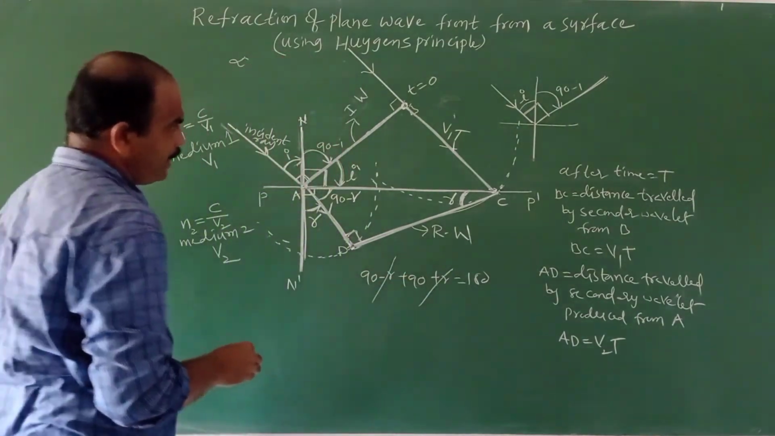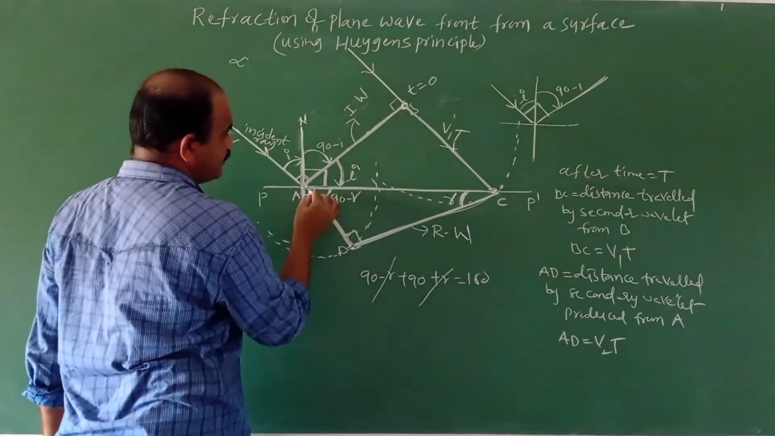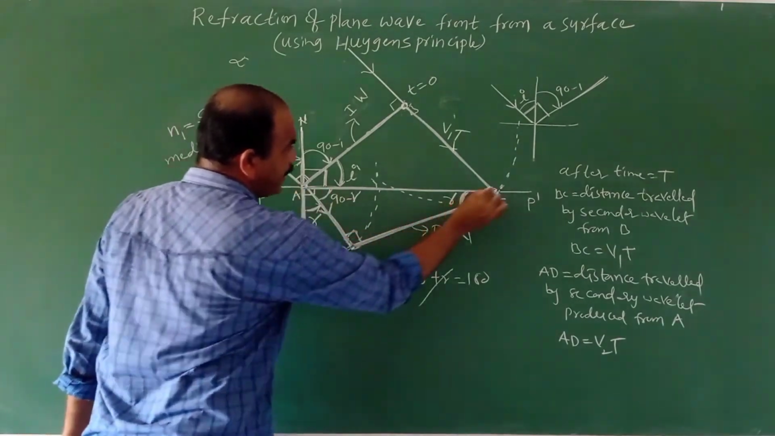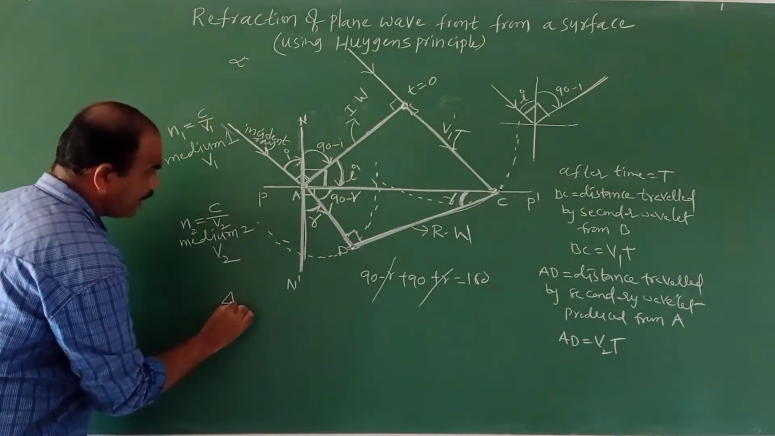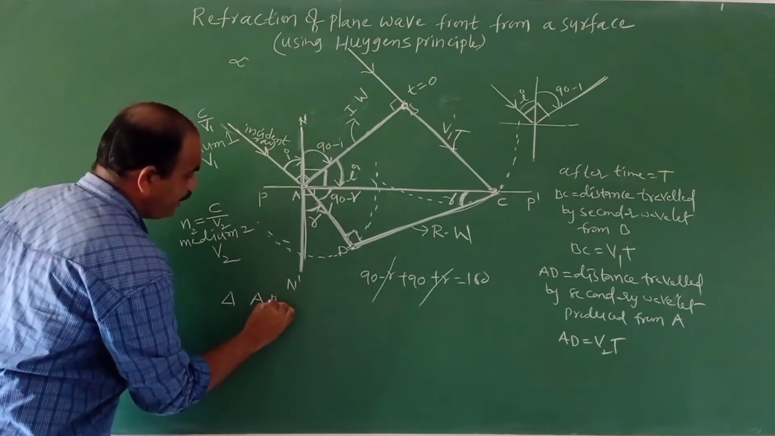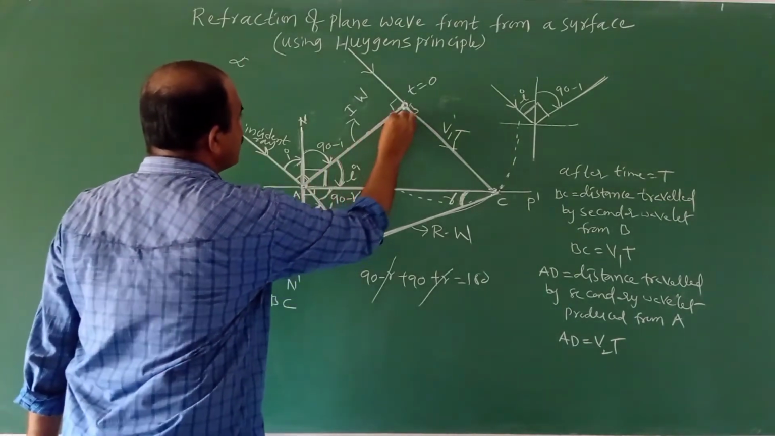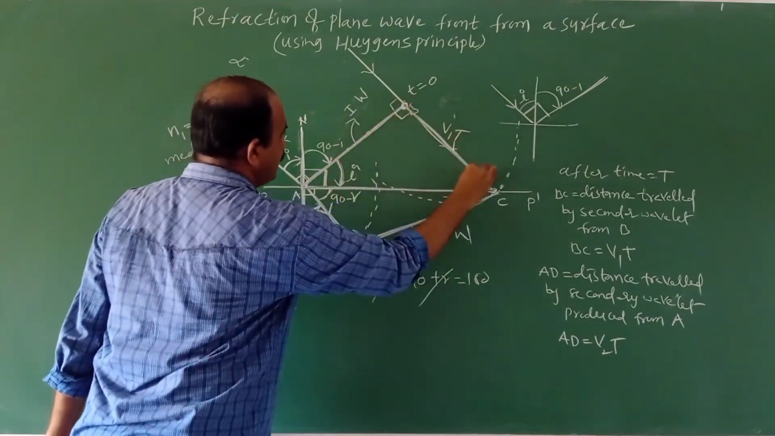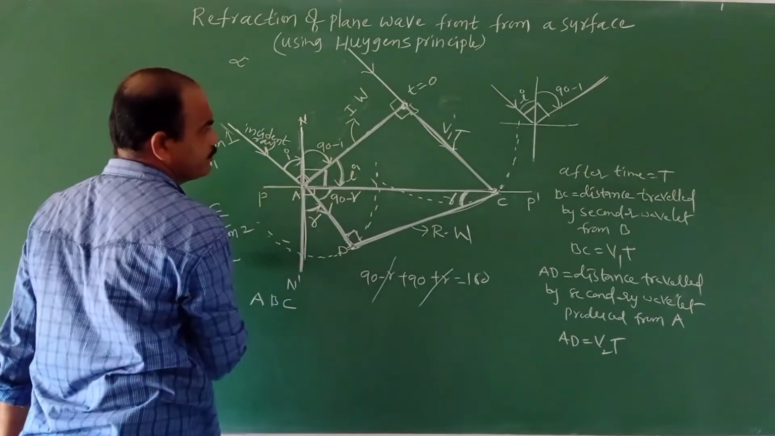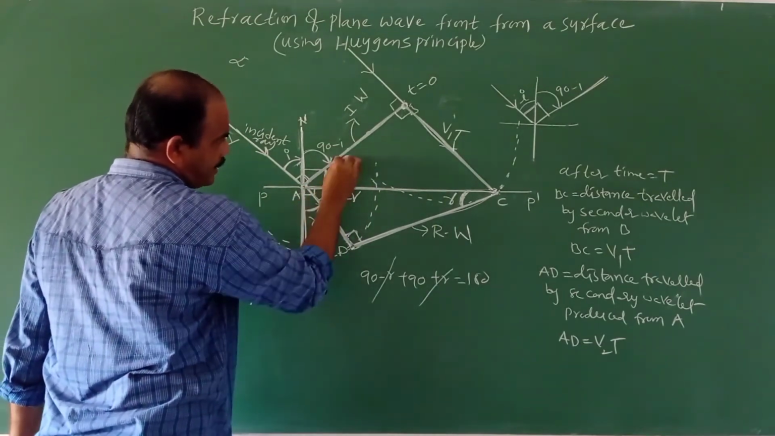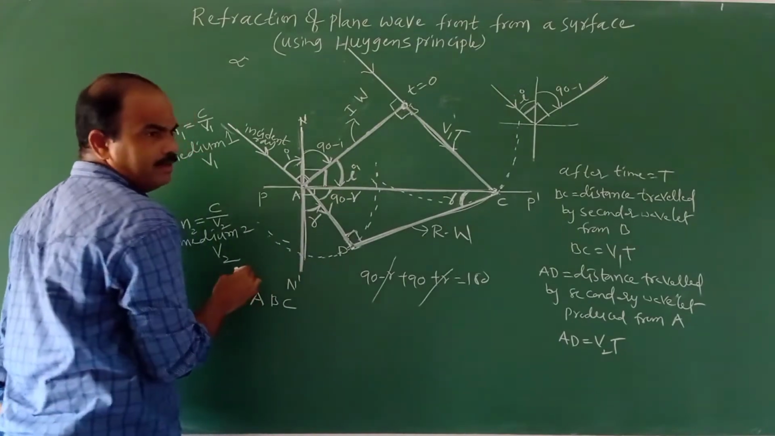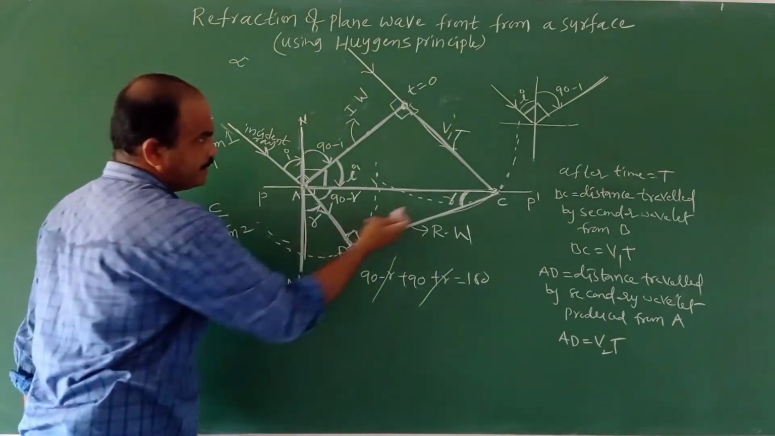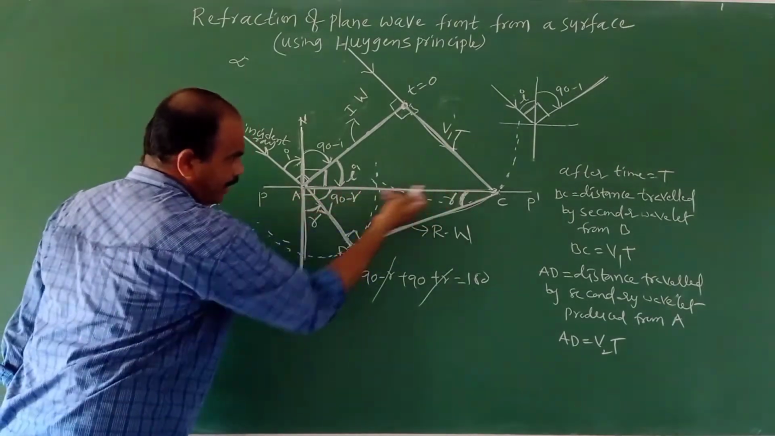For that purpose I am taking two triangles here. One is triangle ABC, another one is triangle ADC. The first triangle is ABC. Here this angle is 90 degrees. In ABC, this is angle i. For this angle, this is the right angle, this is the opposite side, and this is the hypotenuse, called the hypotenuse AC.